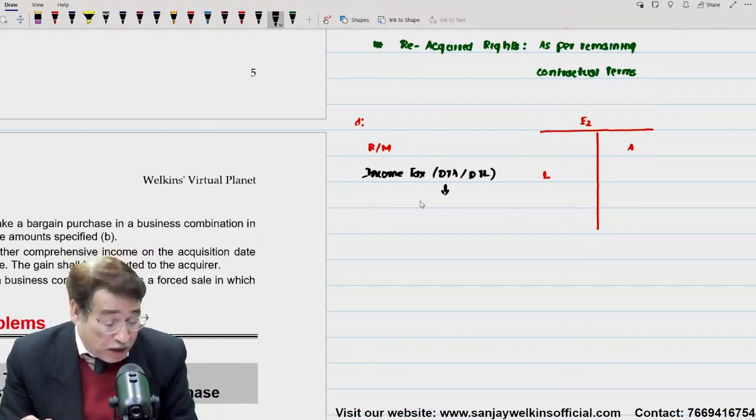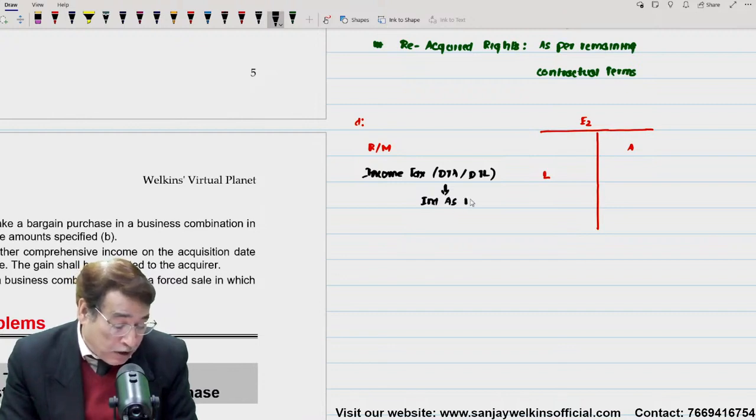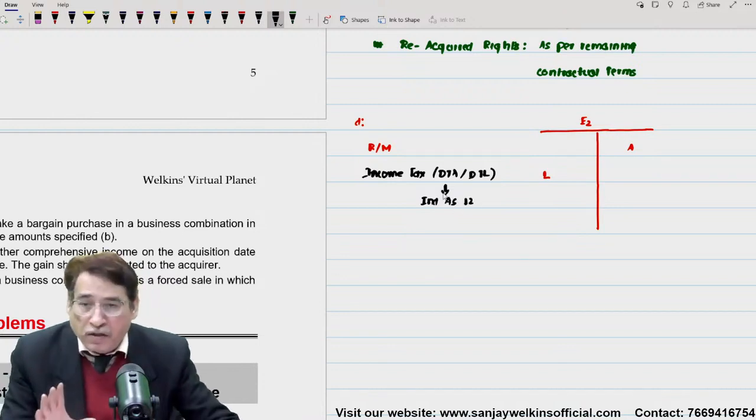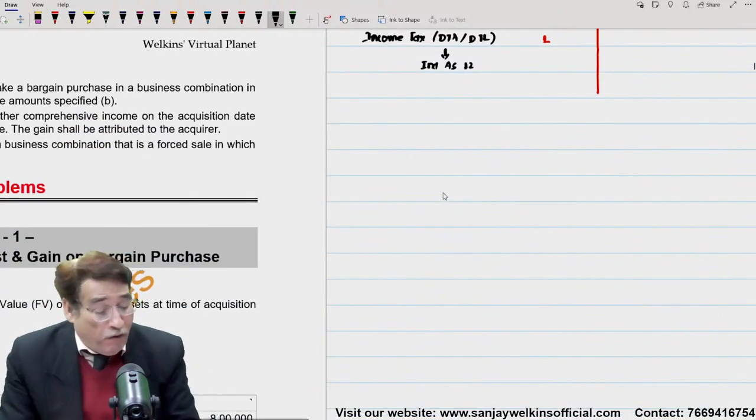Correct? We are going to recognize it as per Ind AS 12. Is it clear to you or not? Is this point clear to everyone? Is it clear? Fine then.